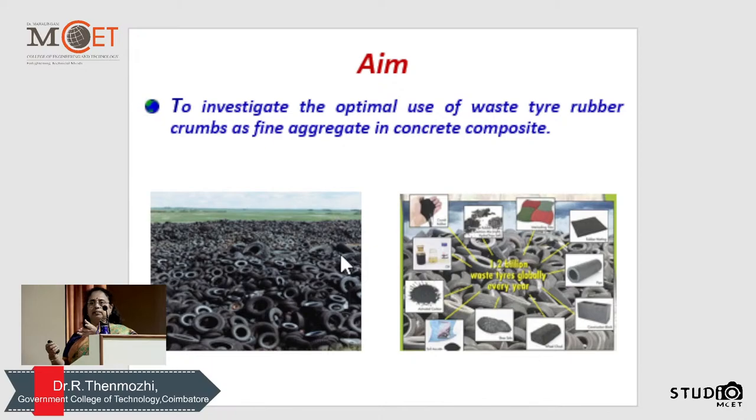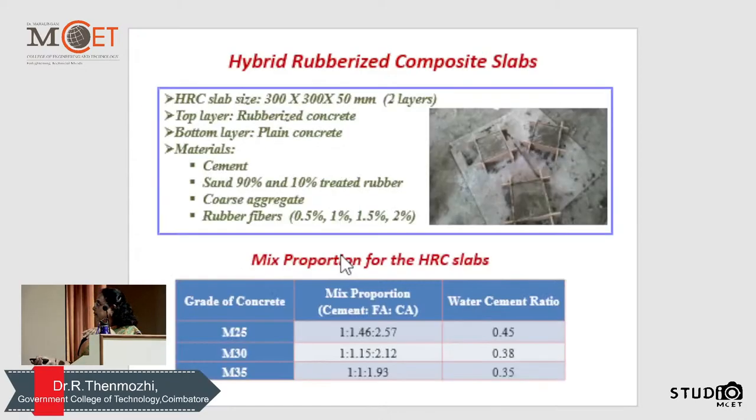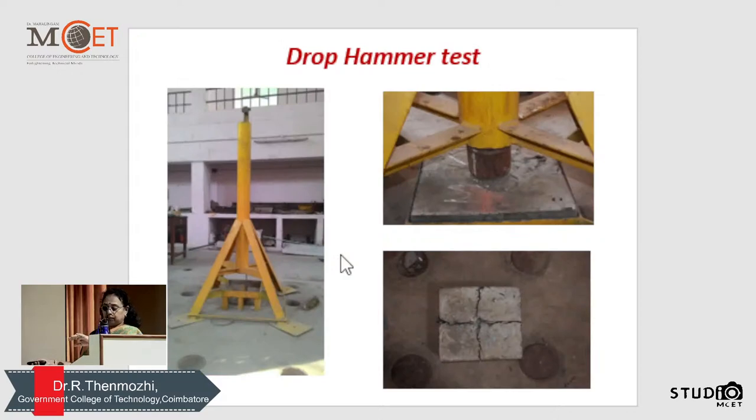Once in some period, either 3 years or 5 years, you have to throw it away, right? So those tires make the ground polluted. So nowadays, this rubber is made into fine aggregate and coarse aggregate and they are replacing it in the concrete also. And these are the different mix proportions. I am making it fast as the time is fast approaching.